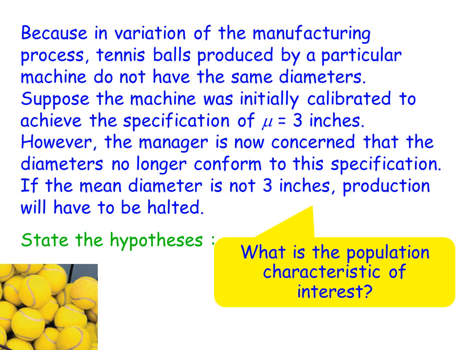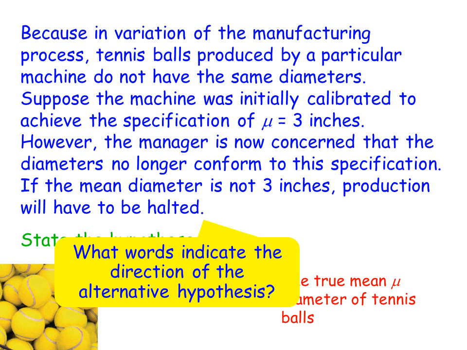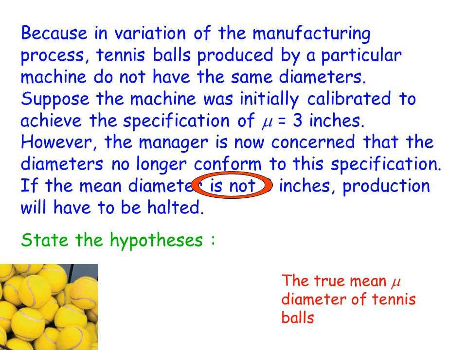What is the population characteristic of interest? We are looking for the true mean of the diameter of the tennis balls. What words indicate the direction of our alternative hypothesis? Is not. So we don't know if we're talking about over or under 3 inches, we just know it's not going to be 3 inches.